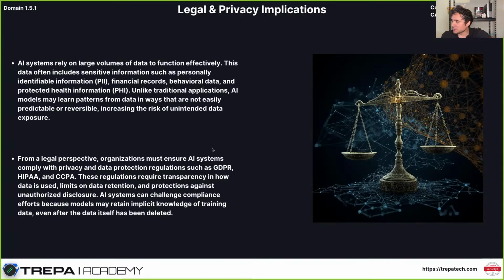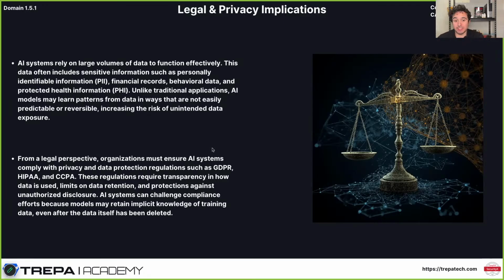Okay, AI systems rely on large volumes of data to function effectively. This data often includes sensitive information such as PII, financial records, behavioral data, and protected health information. So what we're saying here is that if you're going to put that kind of information into an LLM, make sure it's secured the same way you've always had to secure that information. Don't let it go across the wire into an untrusted environment unprotected. If you're using a public instance of a large language model, you're just straight up putting people's PII into ChatGPT or Claude Code on your personal account, and that can be an issue, right?